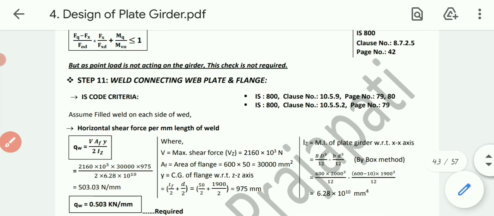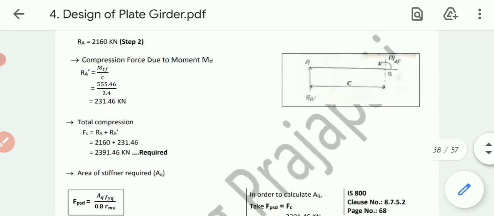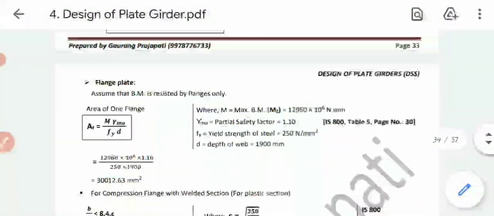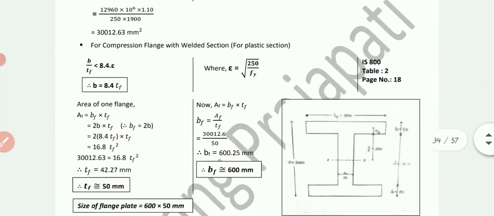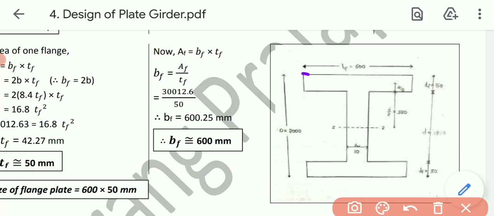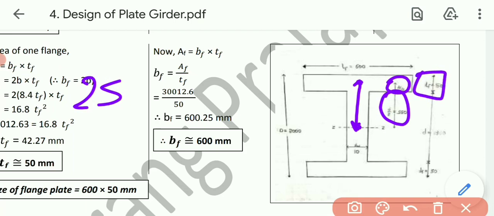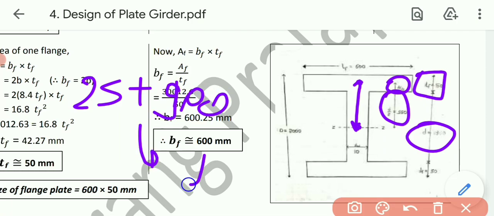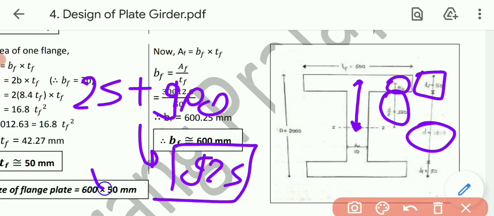Let me take you to the sketch for that. In step number 3, we have provided the cross section of the I section. First of all, let's calculate Y bar, that is from the center of the flange to the ZZ axis, this dimension. So it is TF by 2 plus D by 2. TF is 50, so 50 by 2 is 25, and D is 1800, so 1800 by 2 is 900. So ultimately that will be 925. That will be the value of Y bar.